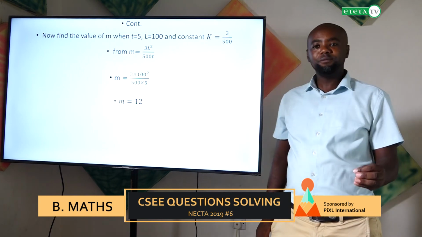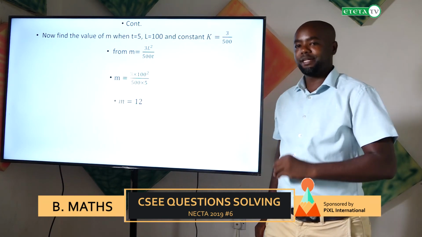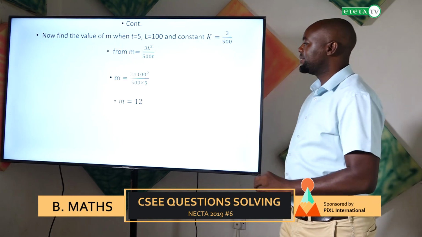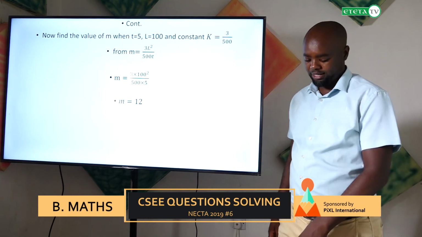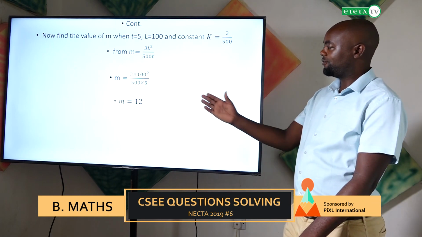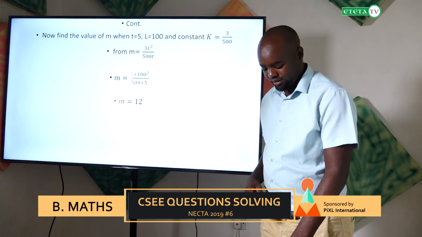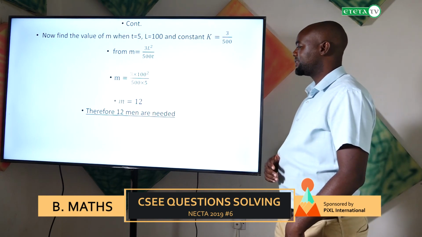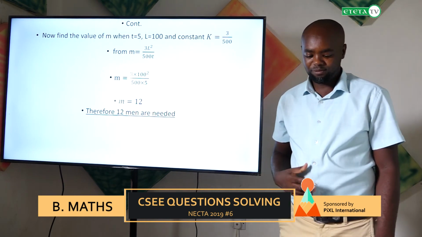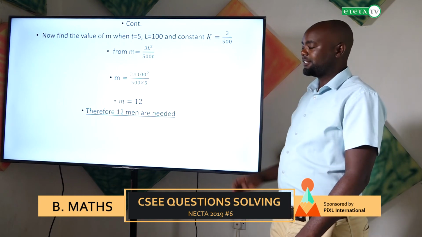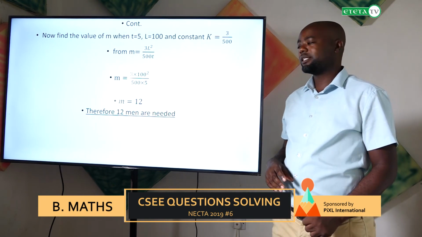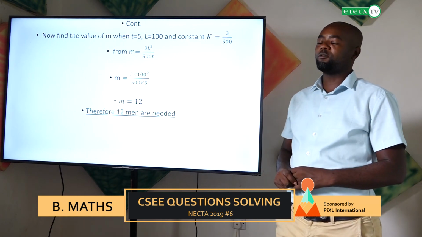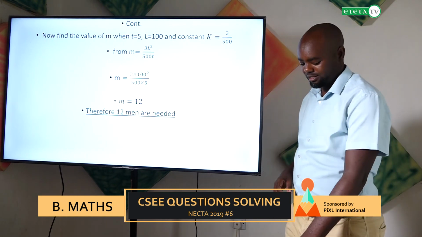As we said, M stands for men, and we were asked to find how many more men should do the same work. Since M is equal to 12, that means 12 men are needed to do the same work. That is how you are supposed to answer those questions relating to the topic of rates and variations.